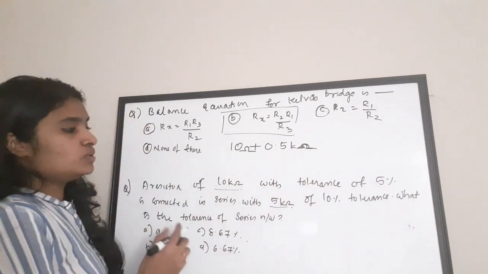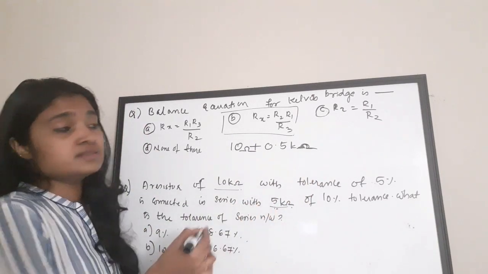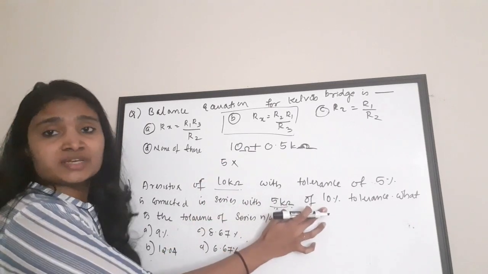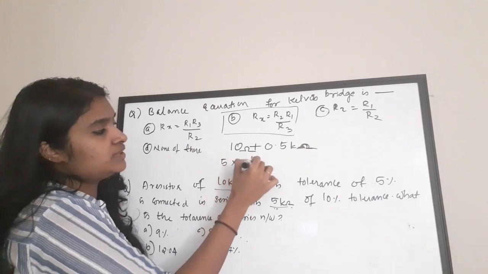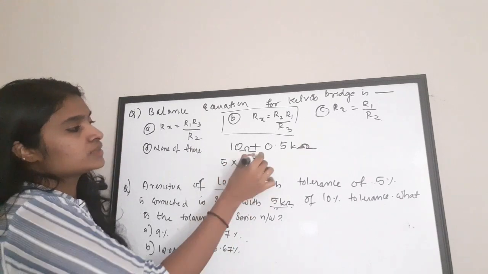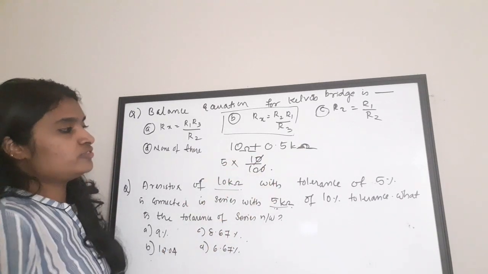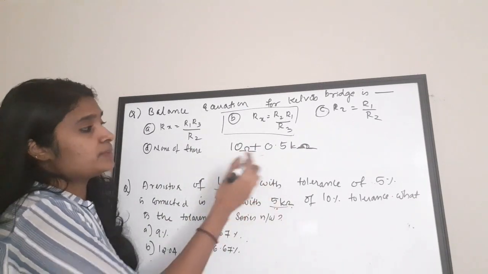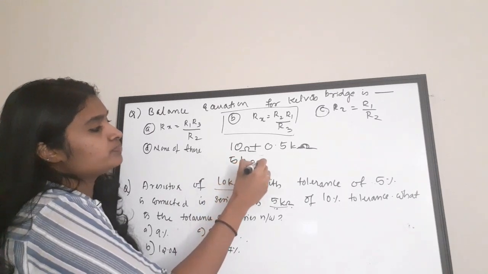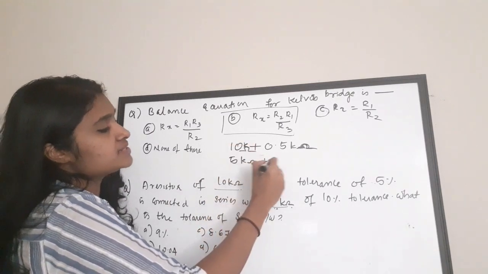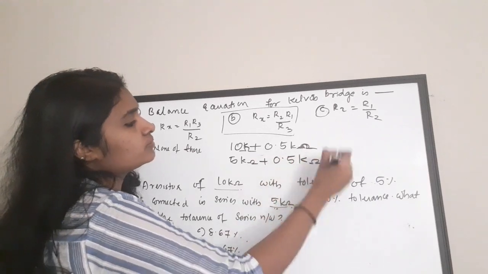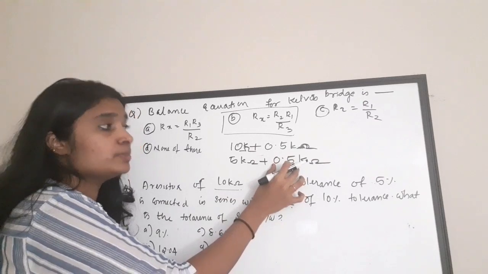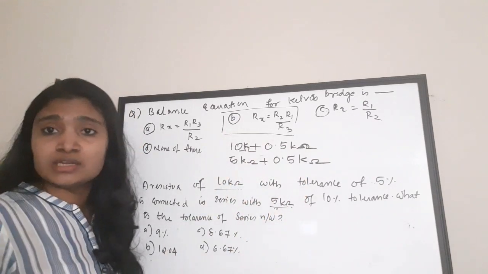Okay. And also for the 5 kilo ohm resistance, this 5 kilo ohm into, what is the tolerance? It is 10%, right? So 5 into 10 by 100. Here again, it is a 0.5. So the actual value of this 5 kilo ohm resistance can be 5 kilo ohm plus 0.5 kilo ohm, right? Since we are adding this 0.5 kilo ohm and 0.5 kilo ohm obtained by including the tolerance values.